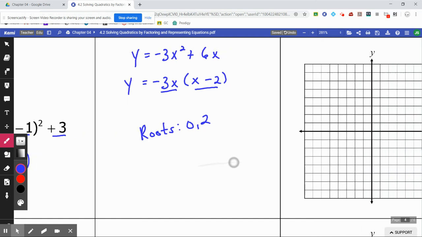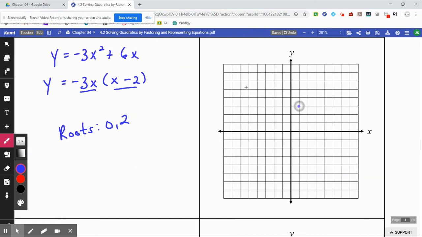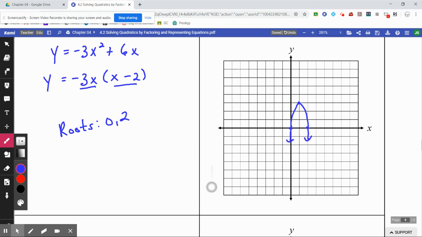So you have a vertex at 1, 3. You have x-intercepts at 0 and 2. You see the symmetry there. So you have your parabola would look something like that.